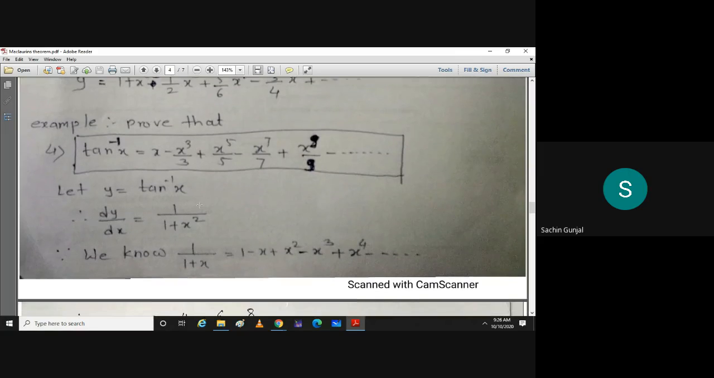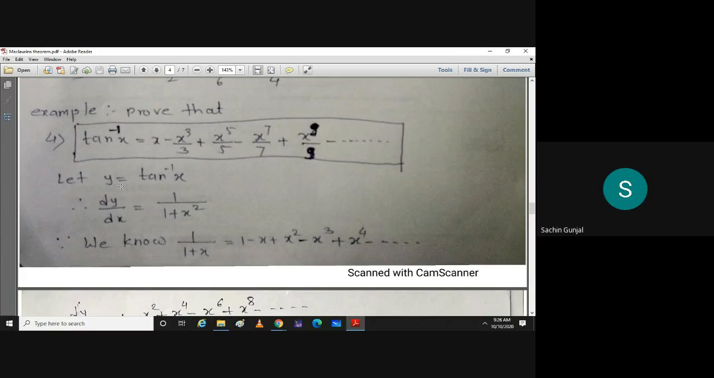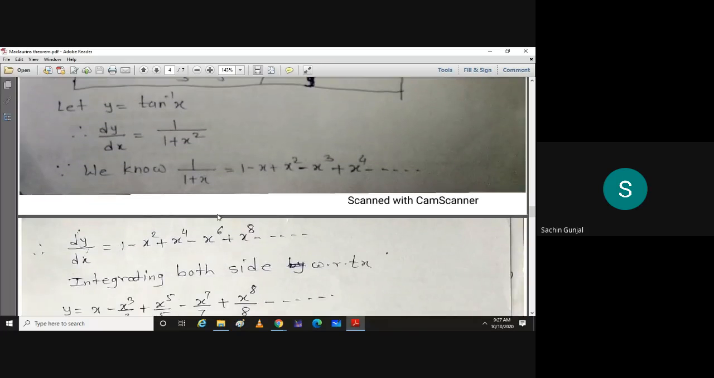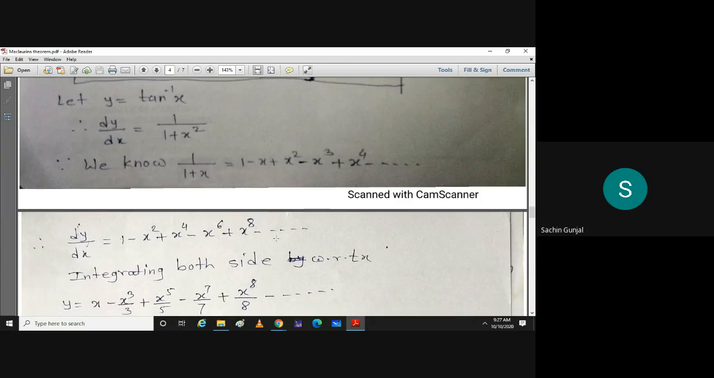But here, if you differentiate y is equal to tan inverse x, its derivative is 1 upon 1 plus x square, and what we know is that the expansion of 1 upon 1 plus x is 1 minus x plus x square minus x cube and so on. Now in place of x, you substitute x square, so dy by dx is equal to 1 minus x square plus x raised to 4 minus x raised to 6 plus x raised to 8. So this is the series expansion of dy by dx. I want the series expansion of y. What should I do?